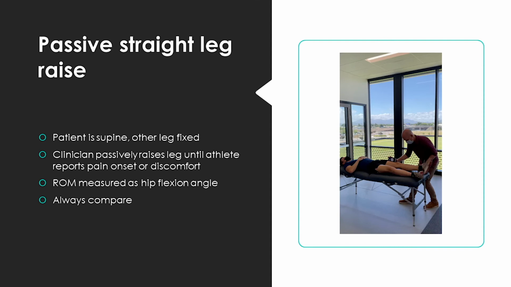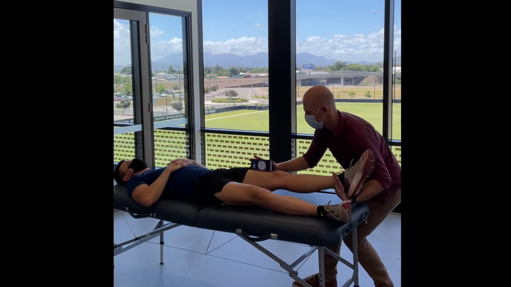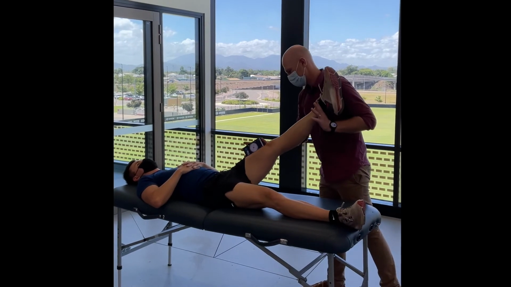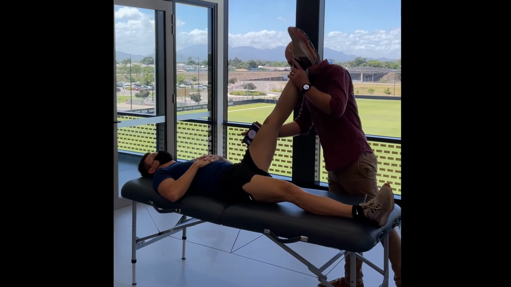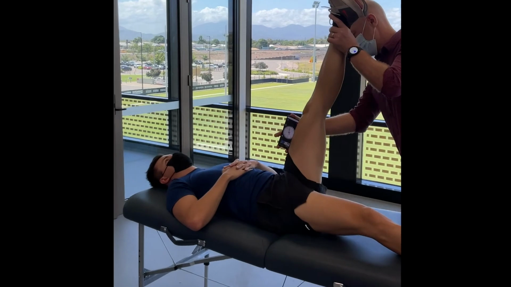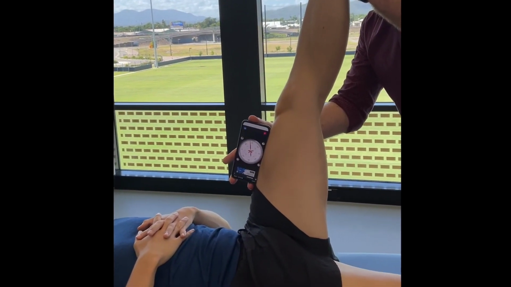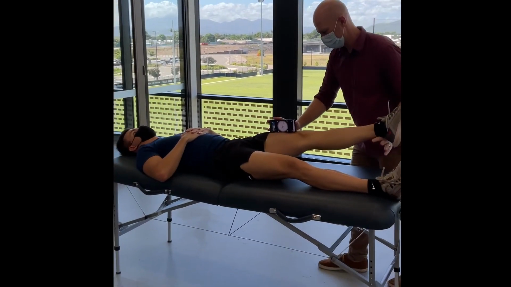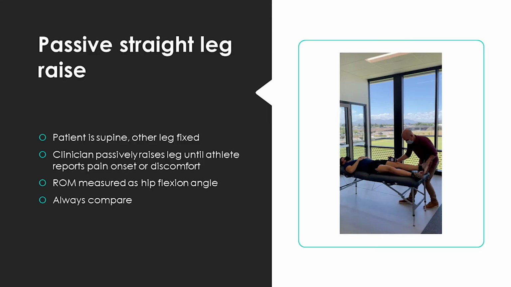So obviously we want to know what's happening in terms of the hamstring flexibility. Passive straight leg raise, we all know what a passive straight leg raise test is. Patient supine, other leg is fixed, and the clinician passively raising the leg and measuring that hip flexion angle. Really important, like I said earlier, always compare. And I will always compare and write down the readings for both sides. And if you're not in the habit of doing that, I would start doing that with hamstrings.